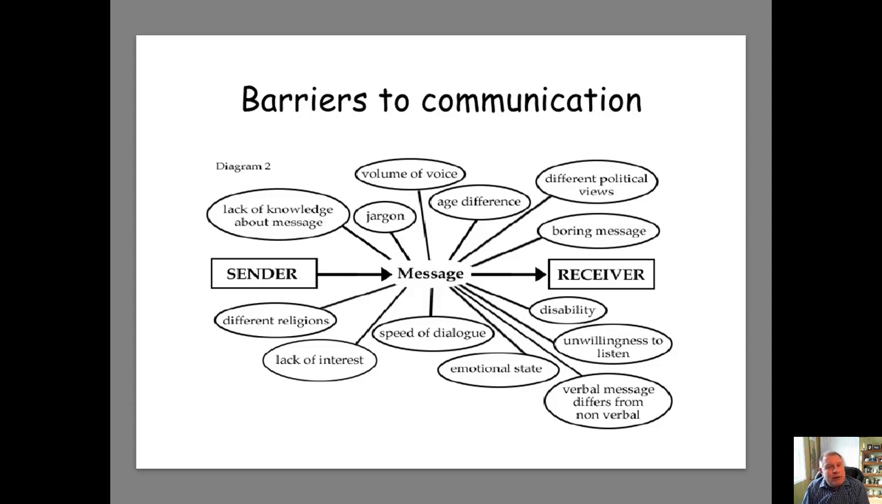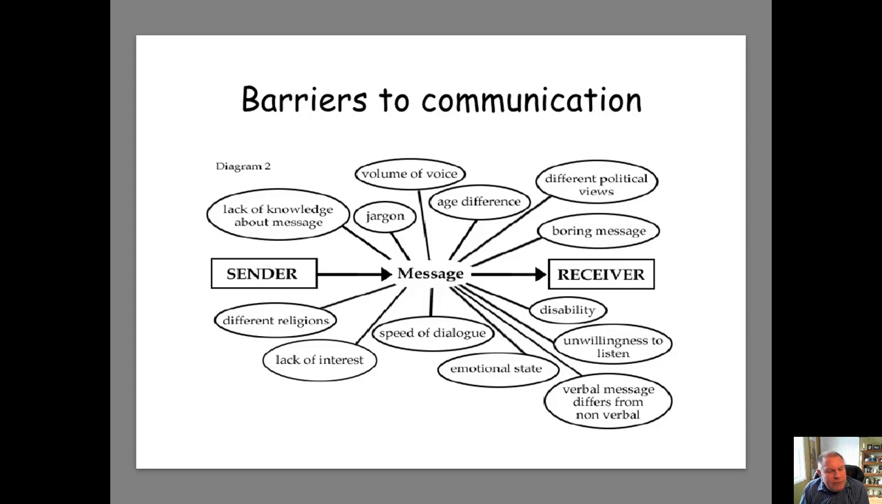Lack of knowledge about the message. So if I were talking to you about technical analysis on equities, and talking about simple 50-day moving averages, 200-day moving averages, the difference between using a simple moving average and an exponential one, convergence, divergence, relative strength, you wouldn't know anything about that.